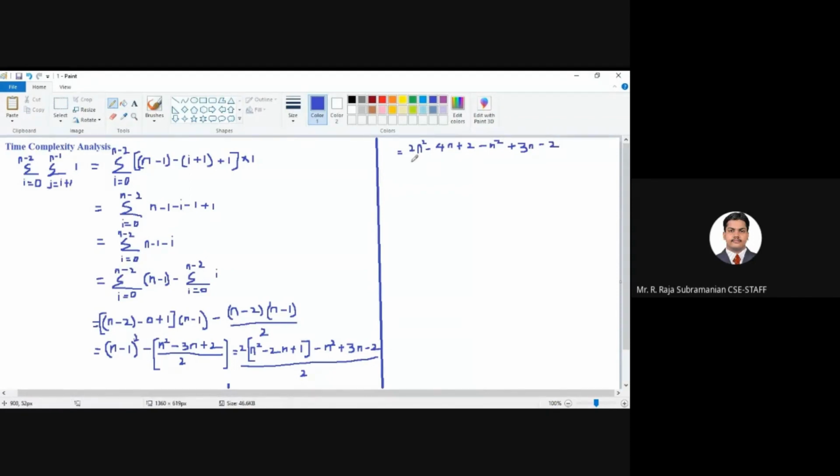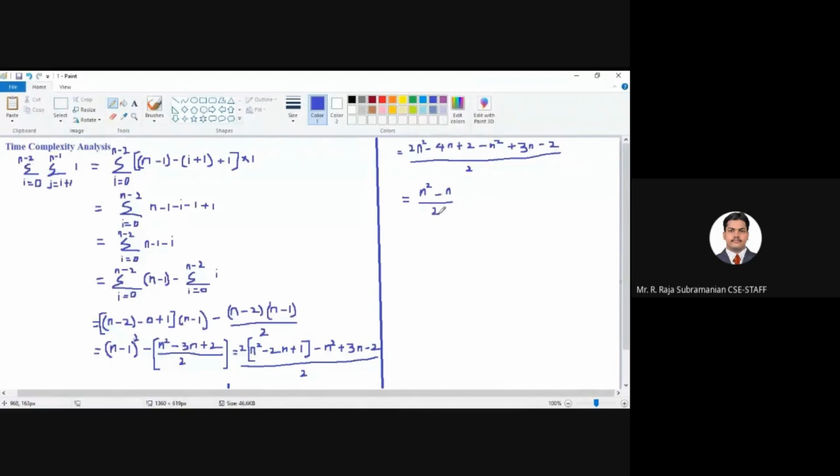So the whole divided by 2. So what will be the final answer? n squared minus n by 2. Great. n squared minus n divided by 2. Exactly right. Okay. So according to the principles of finding the asymptotic notation, what is the constant here?